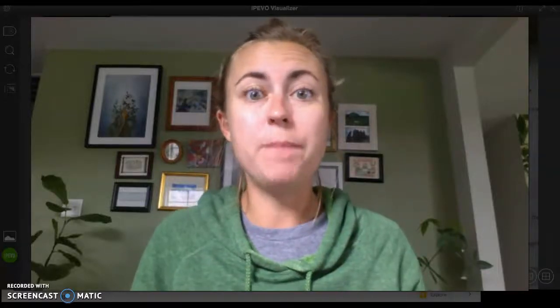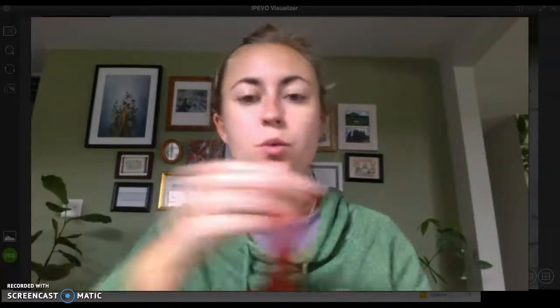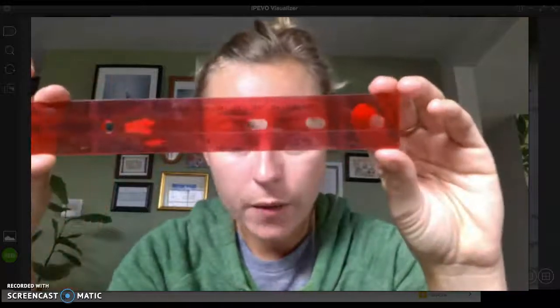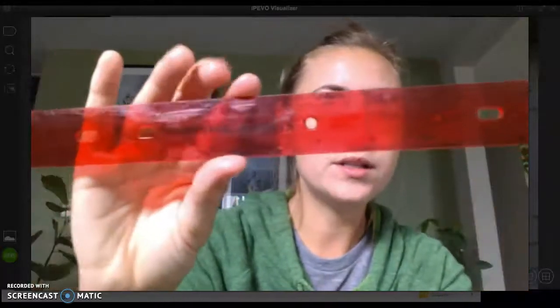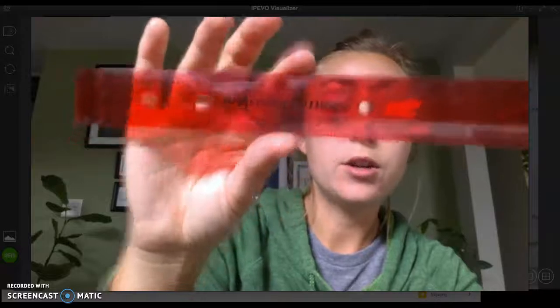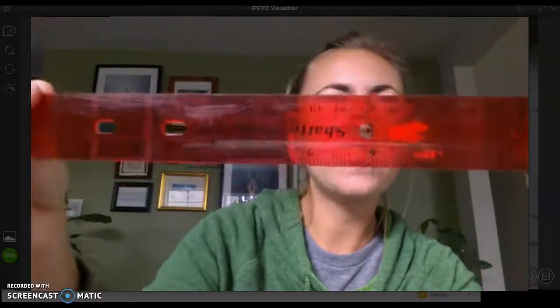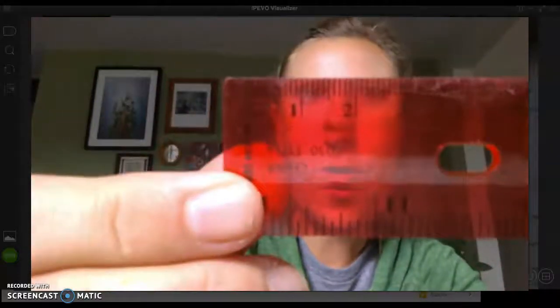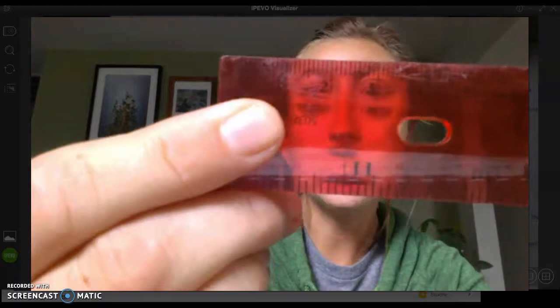Hi friends, today we're going to keep talking about measurement. And first, let's look at this ruler. What do you notice about this ruler right away? And I know it's kind of hard to see because of the glare. There's some numbers on this side, numbers on this side. We're going to be focusing today on our centimeter side right here.